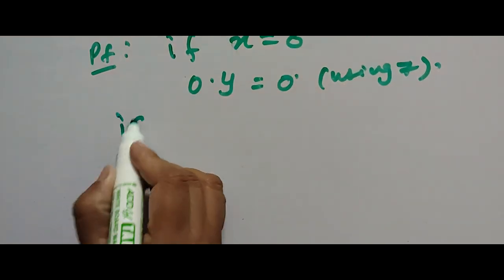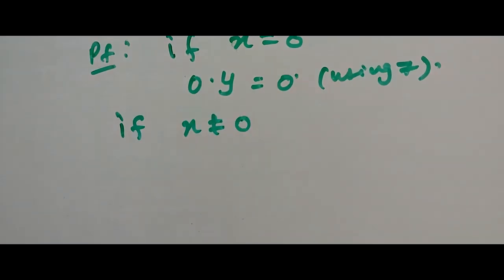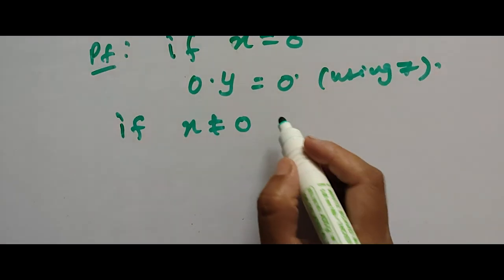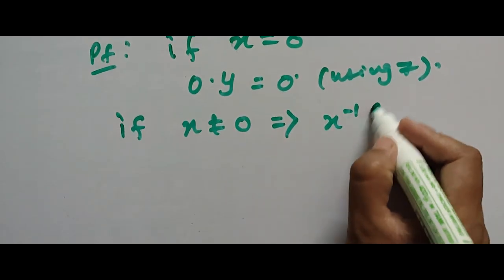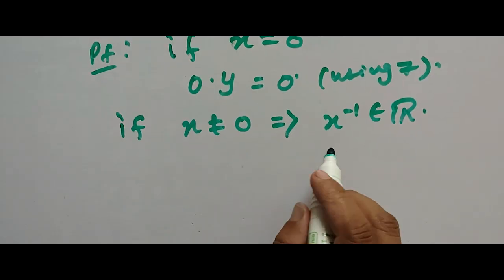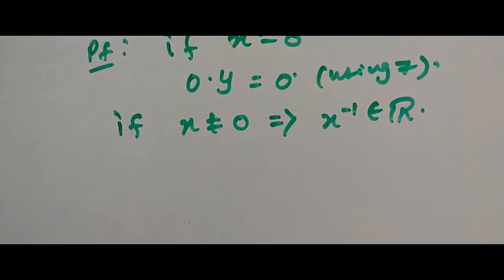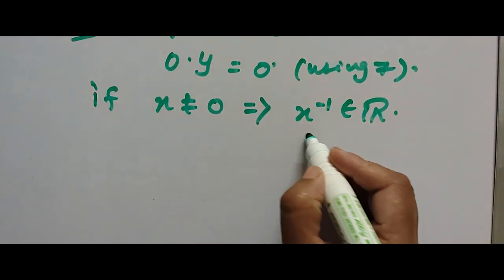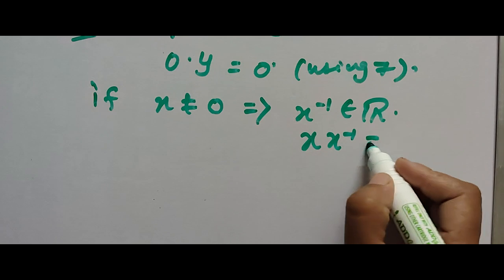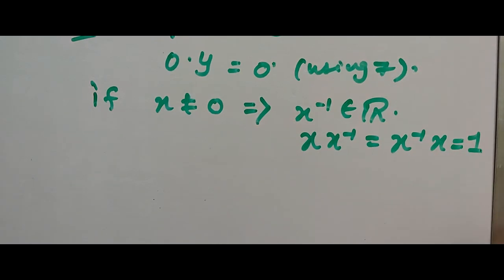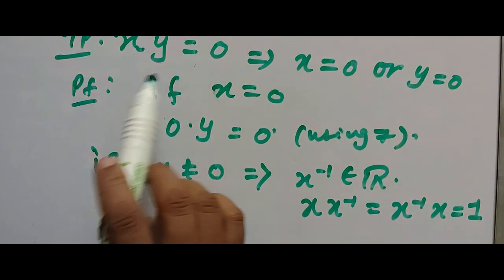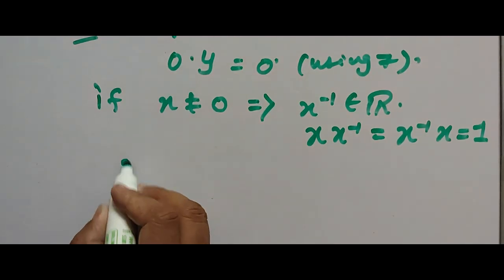If x is non-zero, it means what? x inverse will exist. There exists x inverse in R, because we know R is a field. So for every non-zero element x in R, there will be a multiplicative inverse, and it will satisfy the property x inverse into x is equal to 1, that is the multiplicative identity.